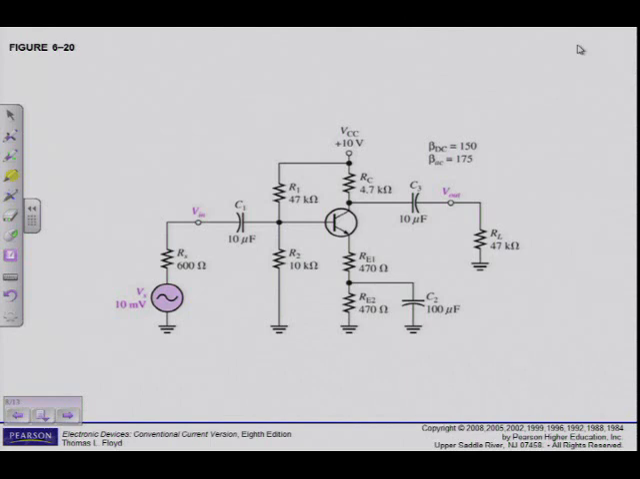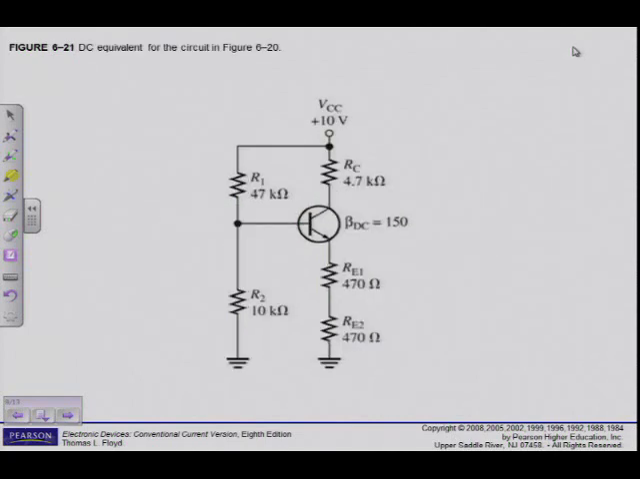The first thing that I do is draw the DC equivalent circuit. Because the capacitors block DC, what I'm left with is this. Then I can do all my DC calculations, which you will find there on page 273. The very first thing that I always do is calculate the input resistance. Why? Because of the loading effect, I must check if the input resistance is at least 10 times larger than R2. Then I decide which formula to use, and I can calculate all my DC quantities.